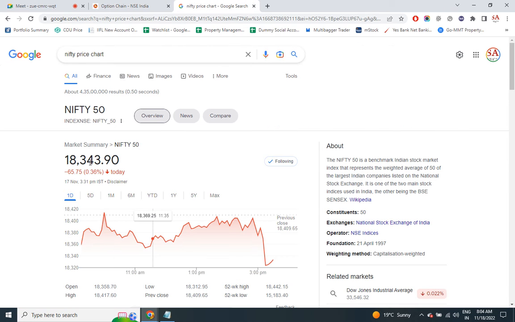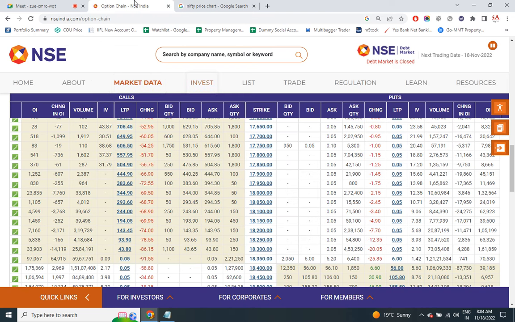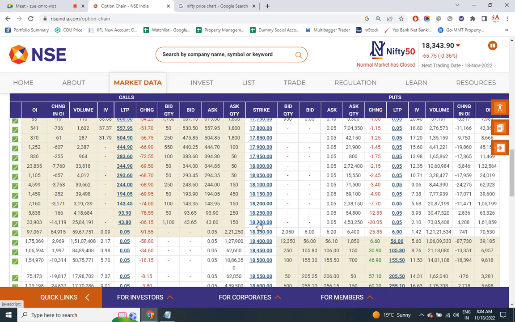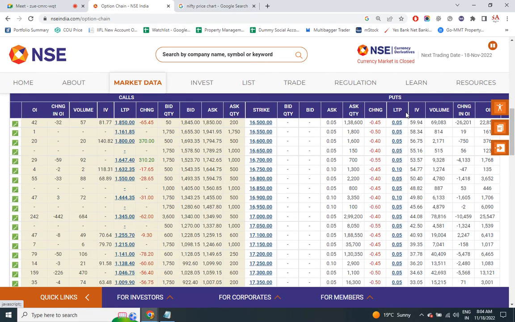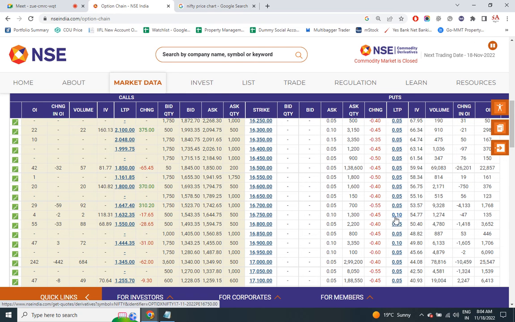So all the puts below 18,300 should become 0. See here. 18,300 put 0, 0, 0, 0, 0. It doesn't show 0, it shows 0.05, but it is 0. All these are 0 only. Even though it is 10 paisa, the settlement price is considered to be 0.